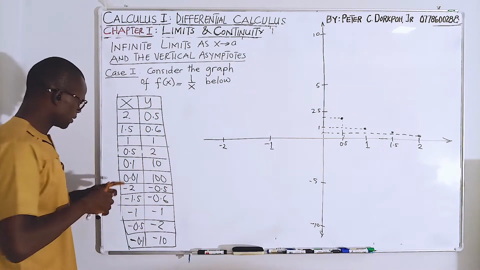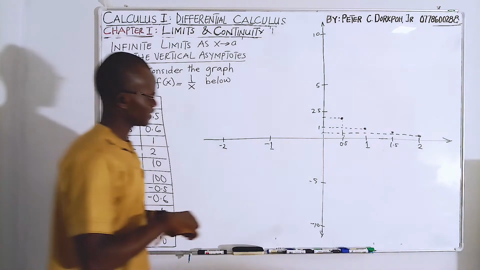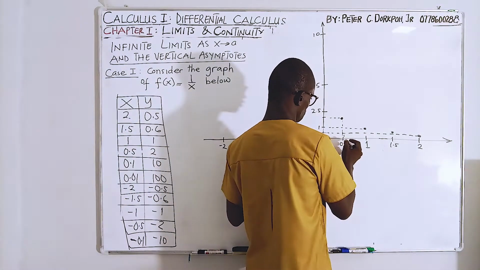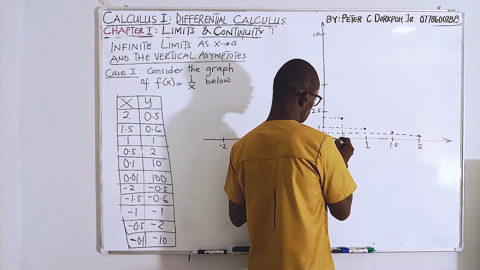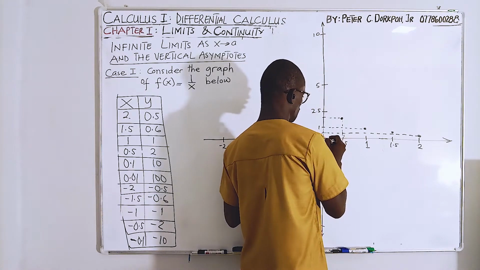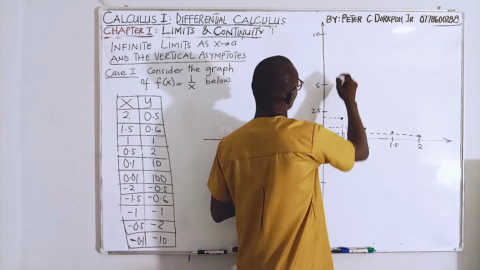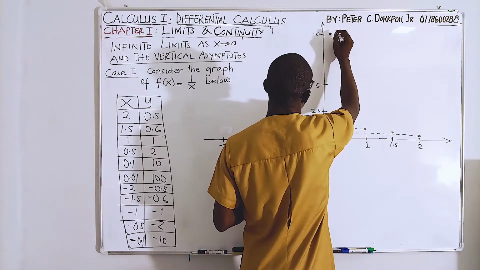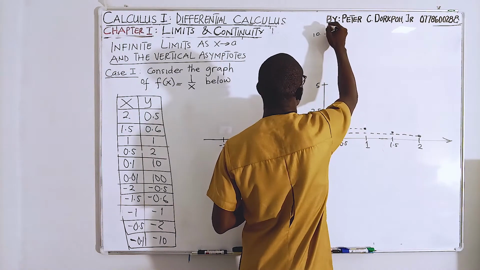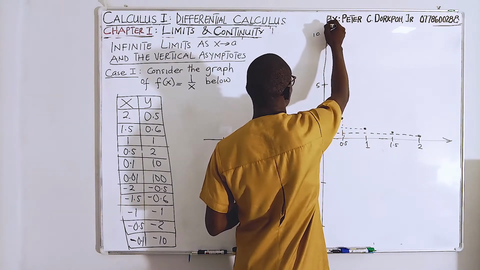When x is 0.1, y is 10. If this is 0.5, you have 0.1, 0.2, 0.3, 0.4, 0.5, so you have 0.1 around here. So this is 10, right? So we can have something like this. You know, this line that I straighten out a bit. Okay, so we have something like this.